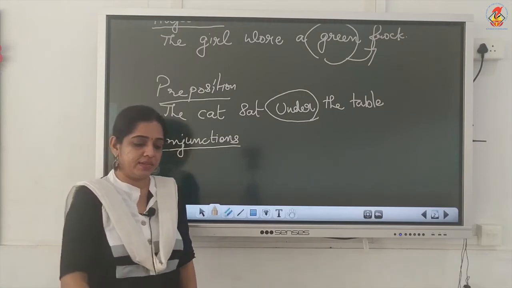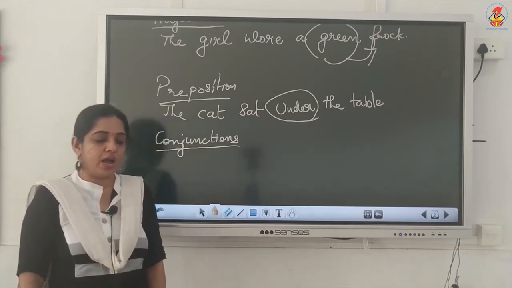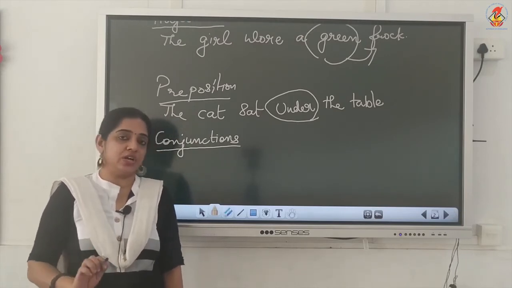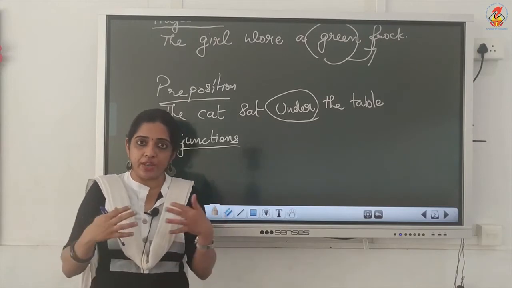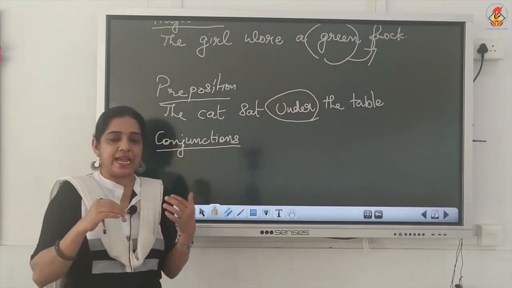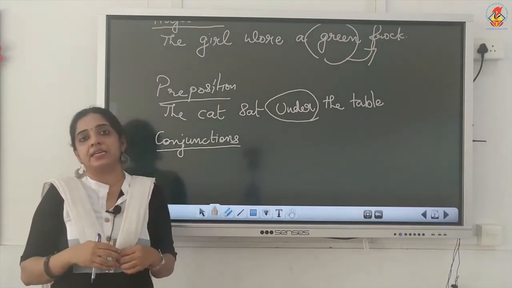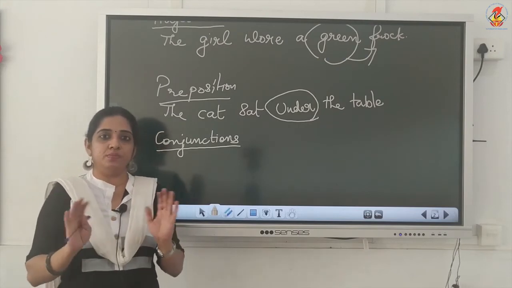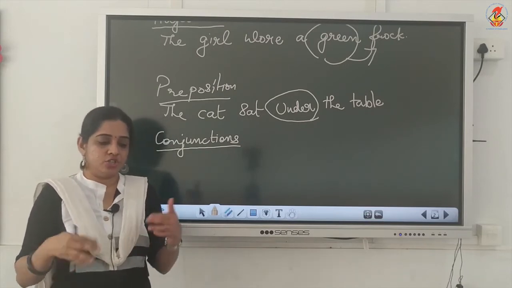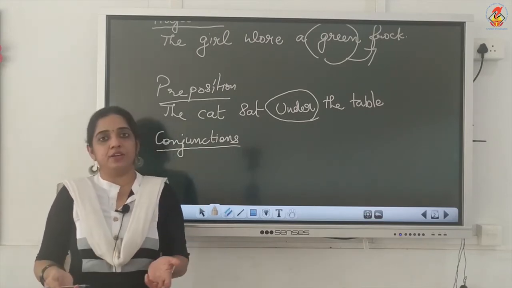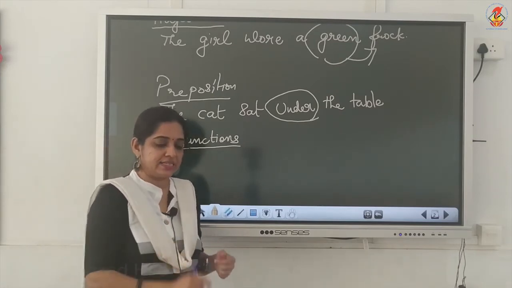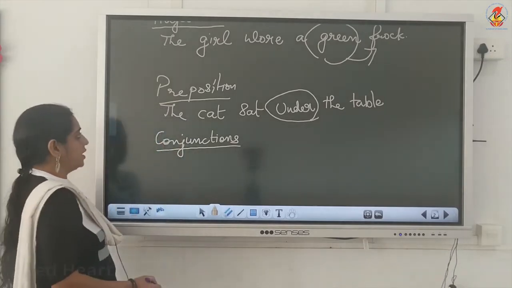Now see the example of the textbook. Jitu and Mona are my classmates. And is the conjunction used here. It's a joining word. It joins two sentences into one. It acts as a bridge between two places. Jitu is my classmate. Mona is my classmate. So how will you join that? Jitu and Mona are my classmates. So that is conjunction. And now the last one is interjection.